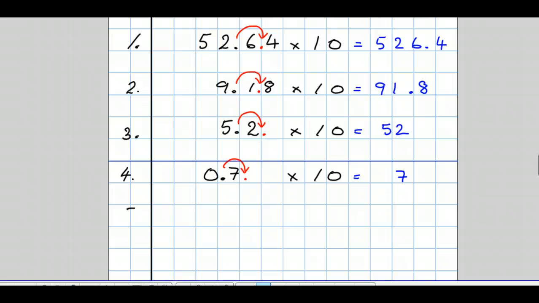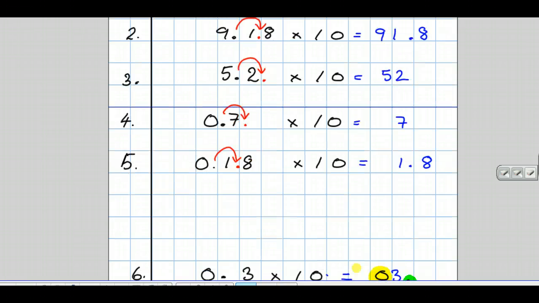Question 5. 0.18 times 10. What happens here? Well, we move the decimal point one place to the right and 1.8. But as we saw in example 4, we don't generally bother with that 0 if there's whole numbers coming after it. So there we have it. There's 5 examples of how to multiply by 10.